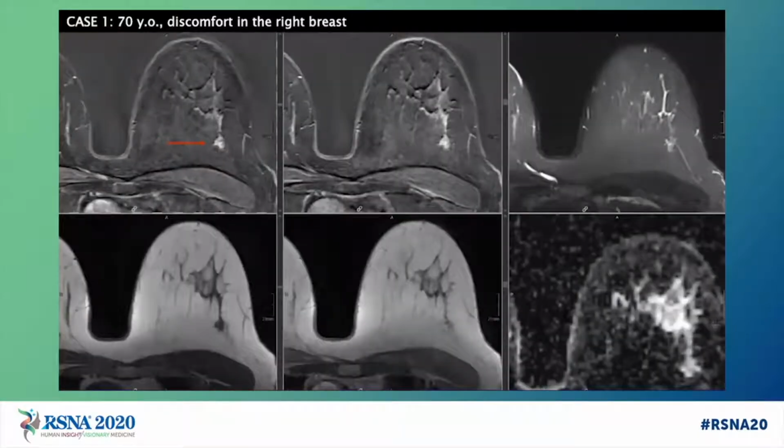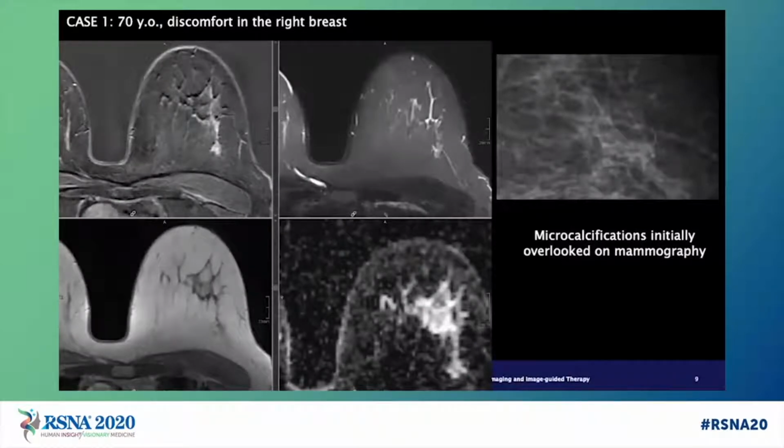Also at the MRI, we identified another area of mass and non-mass enhancement on the left side in the lateral quadrants. Also here we see a partially spiculated mass, and also here the ADC is unspecific. In this case, we didn't find a correlate on ultrasound, but we were able to identify a small cluster of very subtle amorphous microcalcifications, which was initially overlooked in mammography. I hope you can see it on your screen. I know it's very subtle, but it was there.